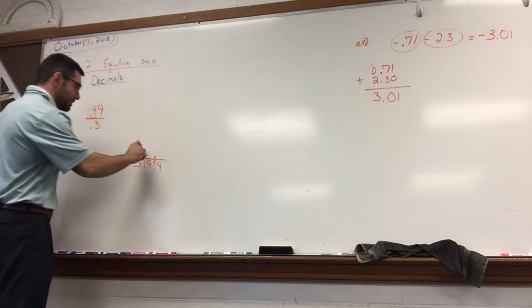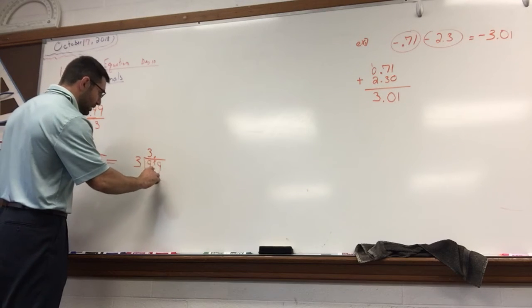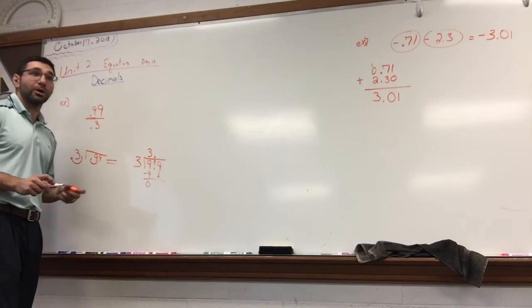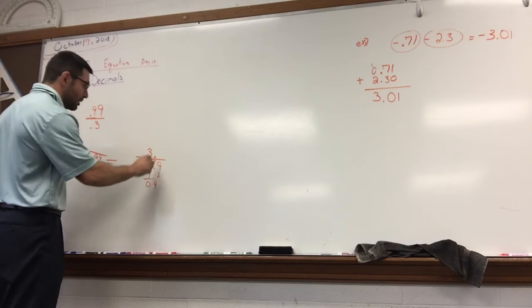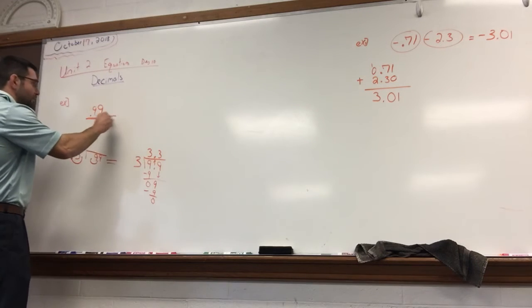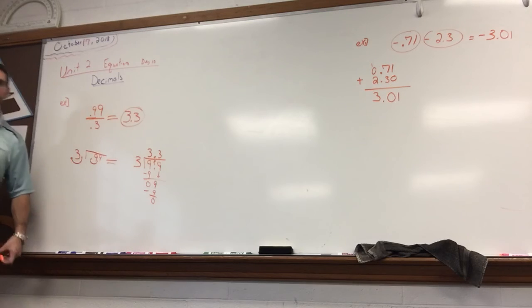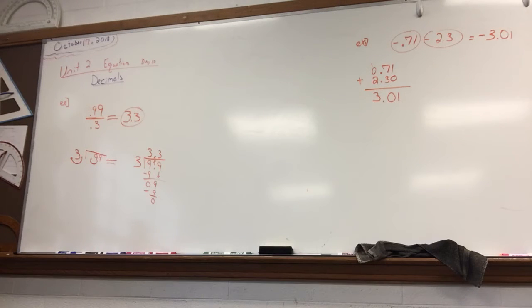Now we do long division. 3 goes into 9 3 times. 3 times 3 is 9. 9 minus 9 is 0. Notice the decimal doesn't come down because we already brought it up. Just the number comes down. 3 goes into 9 3 times. No remainder. So this answer is 3 3/10. Everybody still with me there?